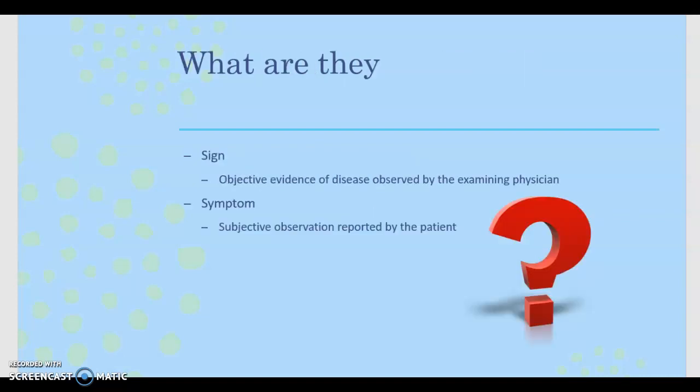Let's first start by explaining what is a sign or what is a symptom. They are not the same thing, even though they're used interchangeably. As a coder, you really need to be able to identify the difference. A sign is an objective evidence of a disease that's observed by the clinician who is examining the patient, whereas a symptom is something that the patient has self-reported.